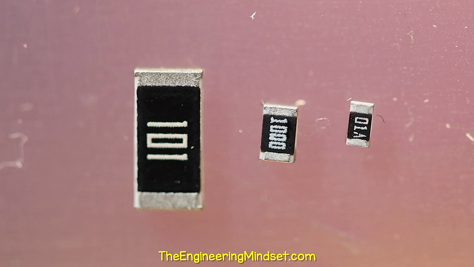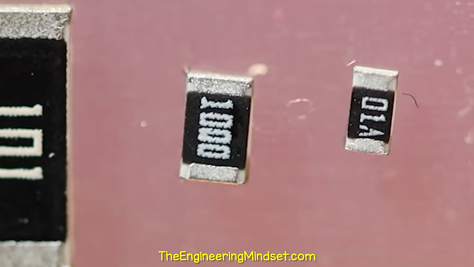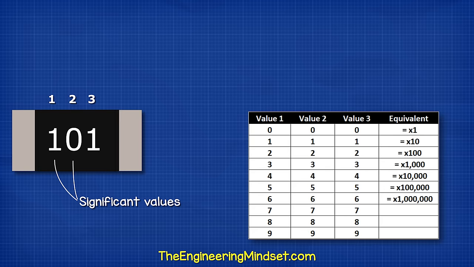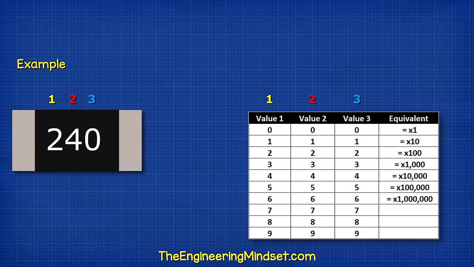On the top are some numbers. This indicates the resistance value. We have a 3-digit version. The first 2 digits represent the significant values, and the 3rd digit is the multiplier, or how many zeros are after the significant value. For example, this one shows 240.